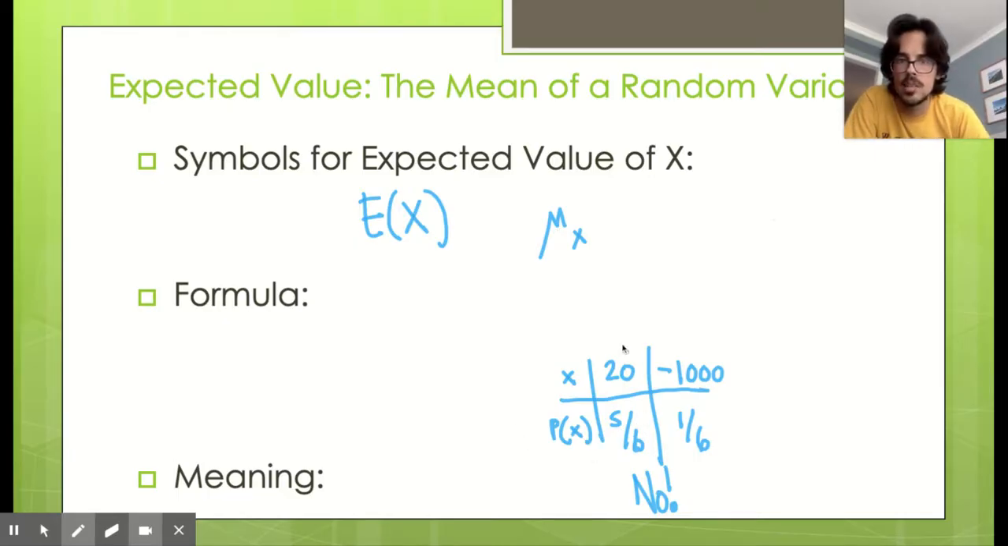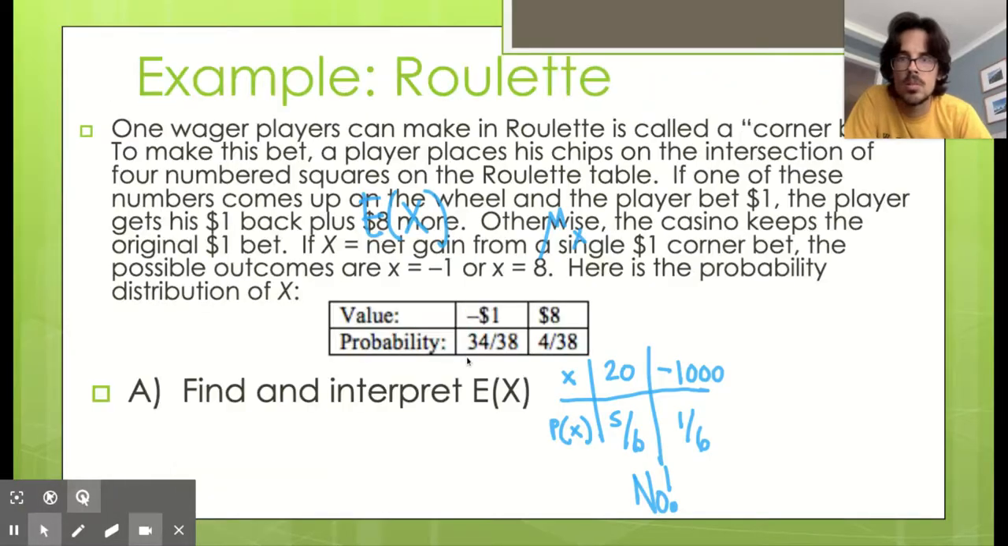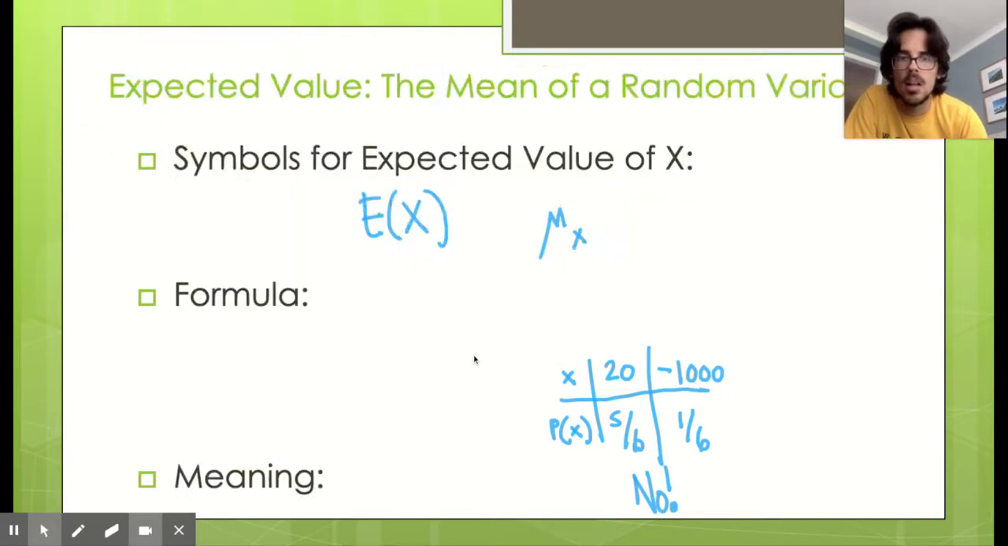I'm going to leave this because I think I make you find this example. No, I do that. Oh, I'm going to do it anyway.